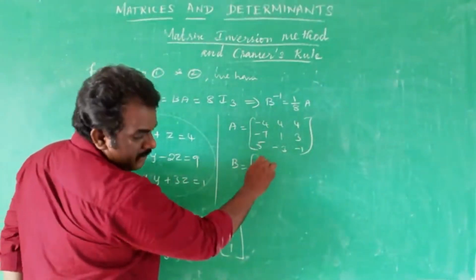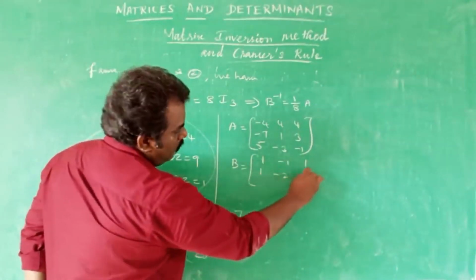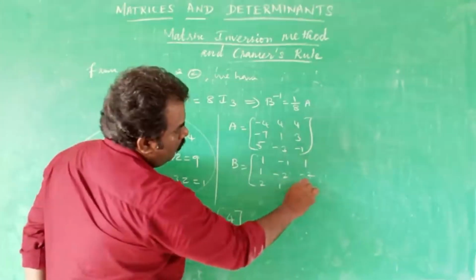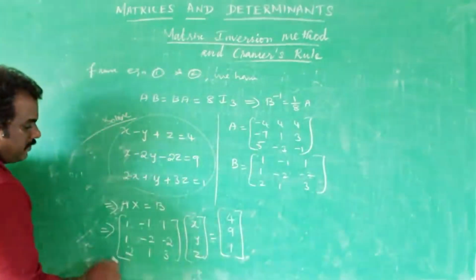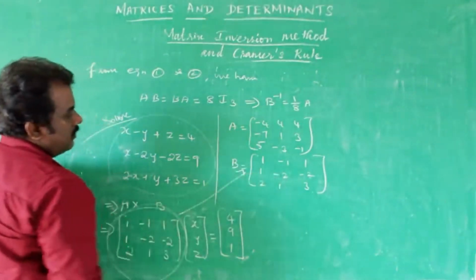And what is that B matrix? That is 1, minus 1, 1. Then 1, minus 2, minus 2. And 2, 1, 3. Check the coefficient matrix. Check the coefficient matrix with the given matrix B.